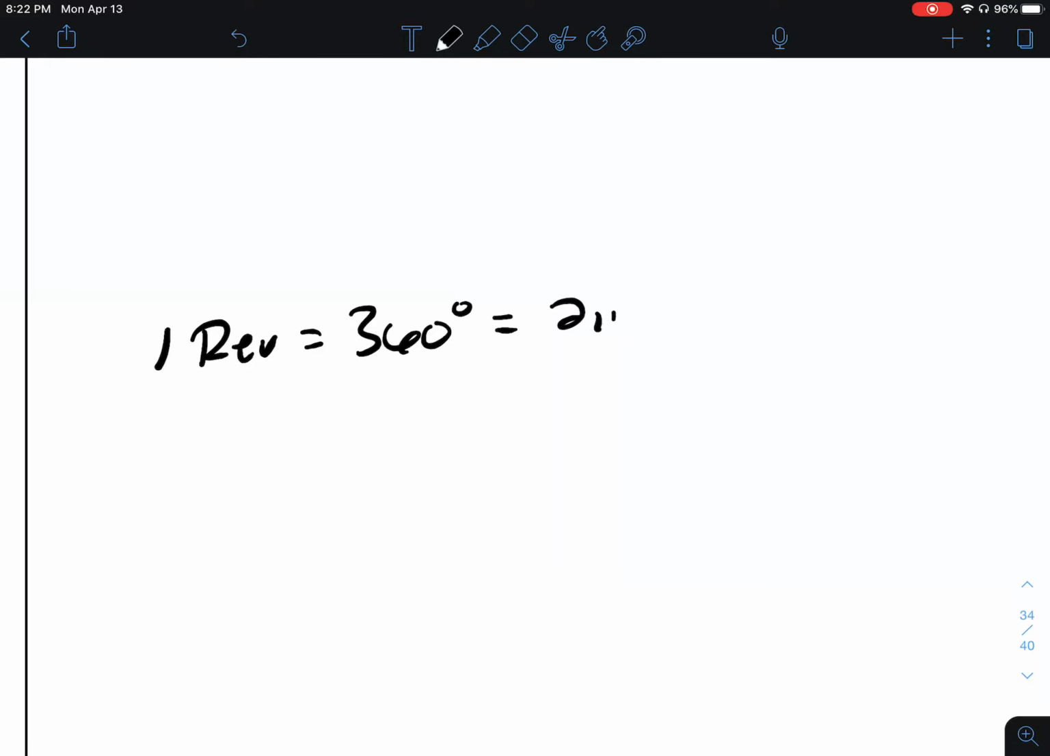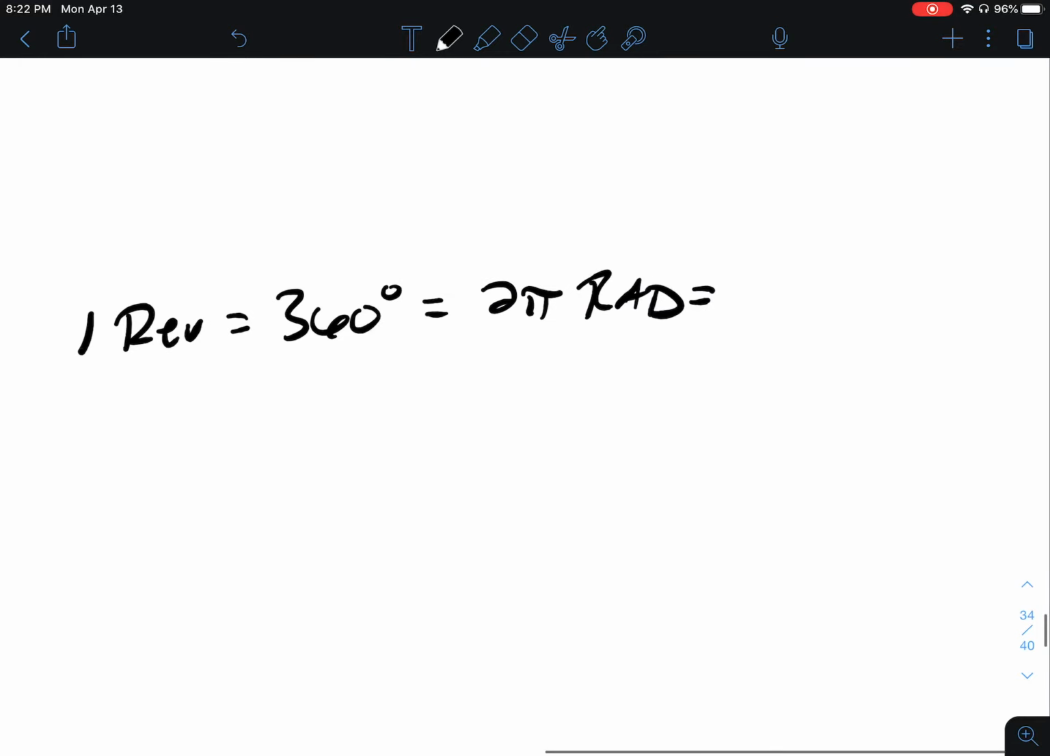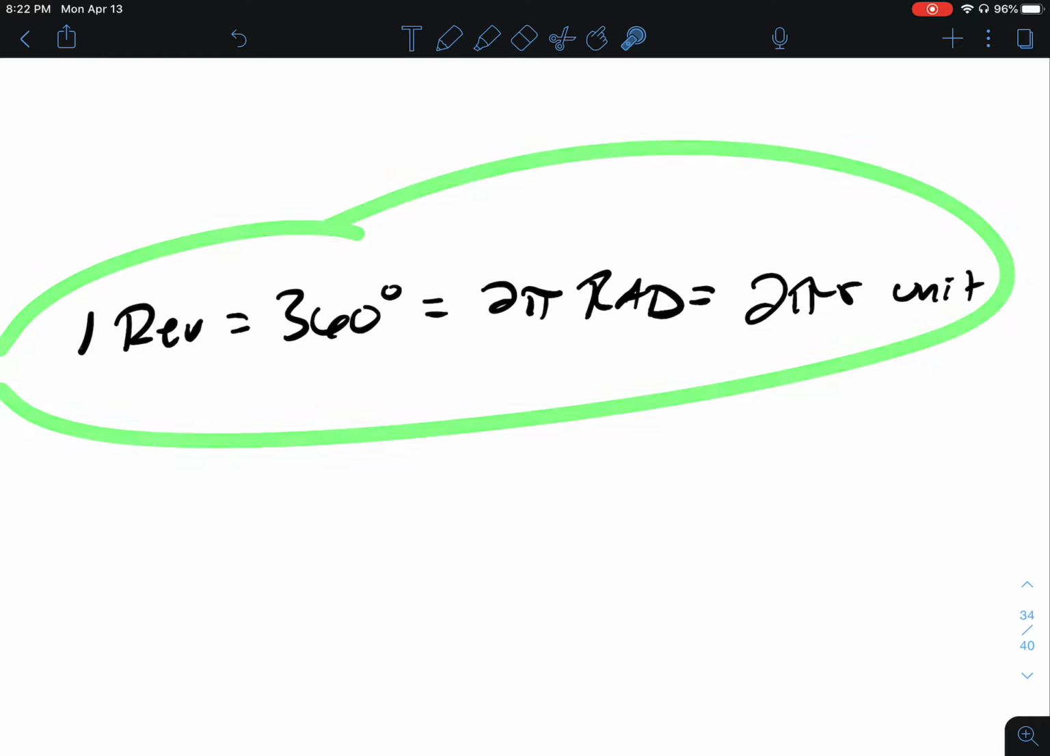Just want to draw attention to one last thing. I've said it once, but I'm going to say it again. 1 revolution is 360 degrees, is 2 pi radians. This is also equal to one other thing. The circumference of a circle, 2 pi times r units. This is the formula for circumference. This is important. Thank you very much.